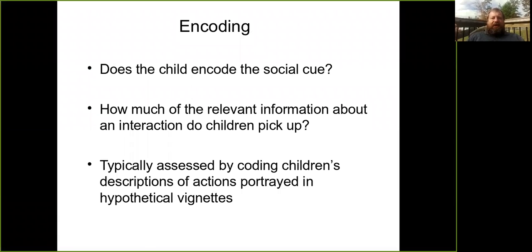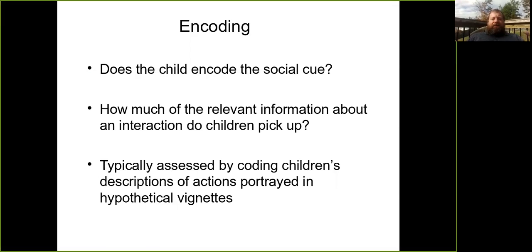The first step is encoding. Does the child attend to the cue in the first place? If you'll remember general information processing models, if we didn't attend to something in the first place, we never remembered it. We never encoded it. This is the same sort of thing. Are we paying attention to the social cue? Are we picking up relevant information? And there are individual differences here in how adept children are at recognizing the social cues that others give them, like if the other person was smiling, did they pick that up?